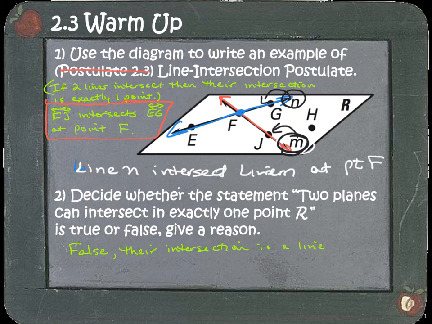All right, and then number 2, decide whether the statement two planes can intersect in exactly 1 point is true or false. And again, by our postulate, we know that their intersection is always a line. It's not going to be at a point. So this one was false.